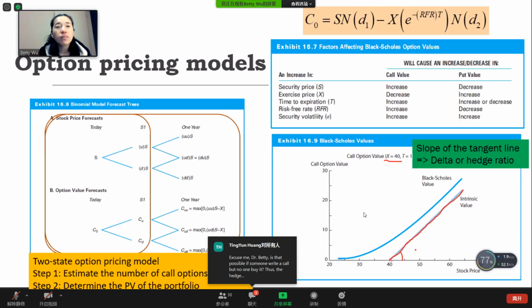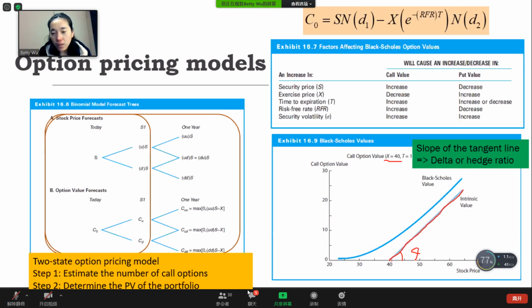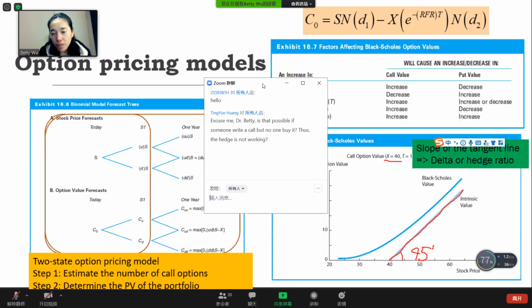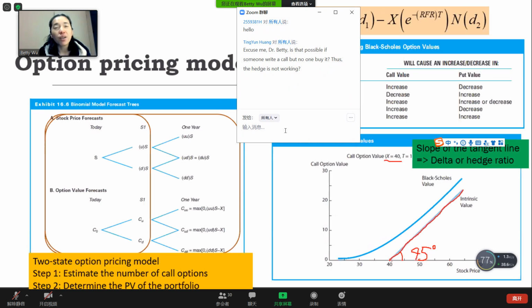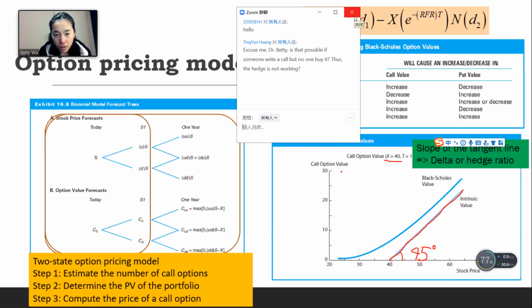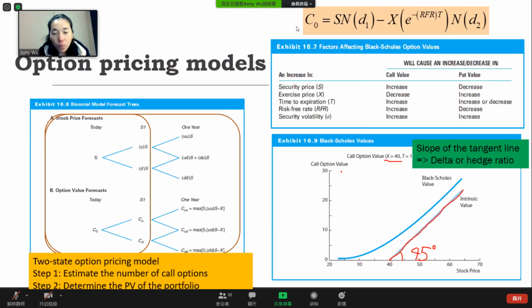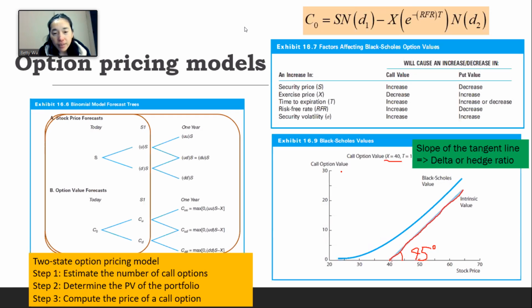Write a call, but no one buys? Yes. Again, if you have a transaction, that means you need to have both sides. If you write and no one buys, then no one exercises. So it's just not a transaction. The hedge is not working. That is true. So basically, the hedge means that there's a transaction. So if there's no buyer, then that's not a hedging. So yes, it's okay.